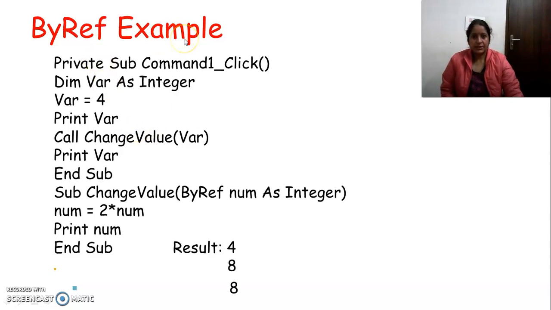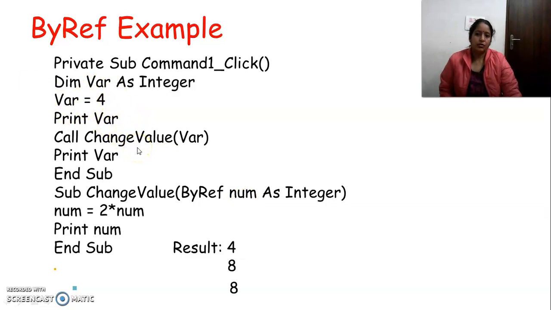Next is the ByRef example. The same example is here, but here we pass num not by value but by reference. We use the keyword ByRef in this example. When we pass the argument by reference, only a single memory location is used for var and num. First of all, the value of var is 4. It gives the output 4.